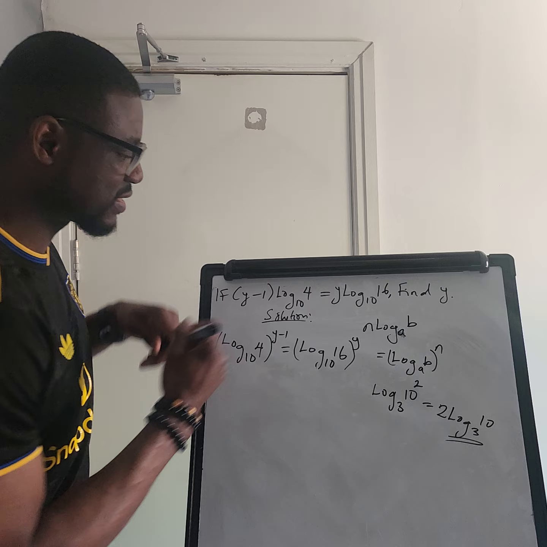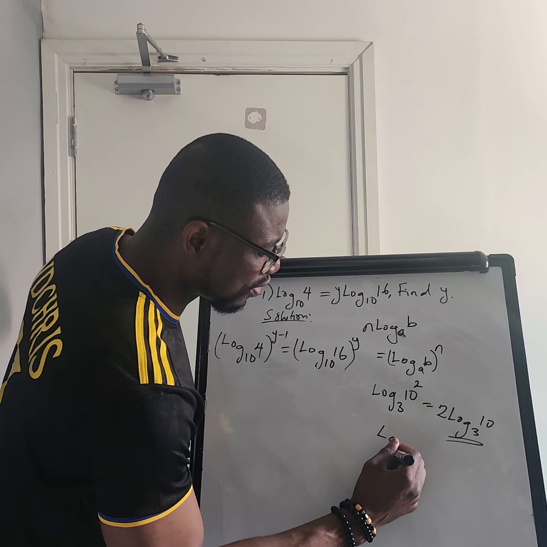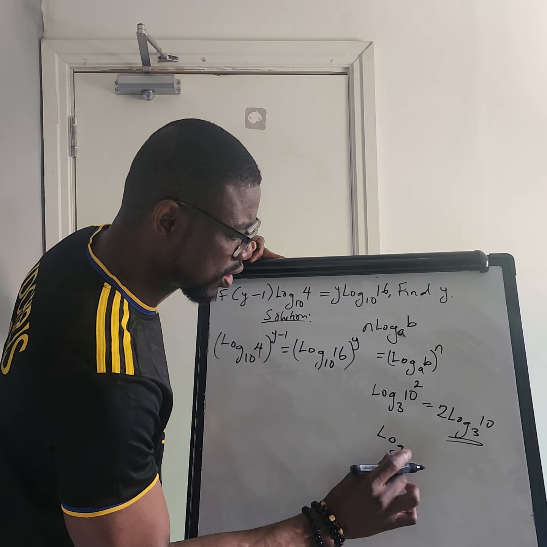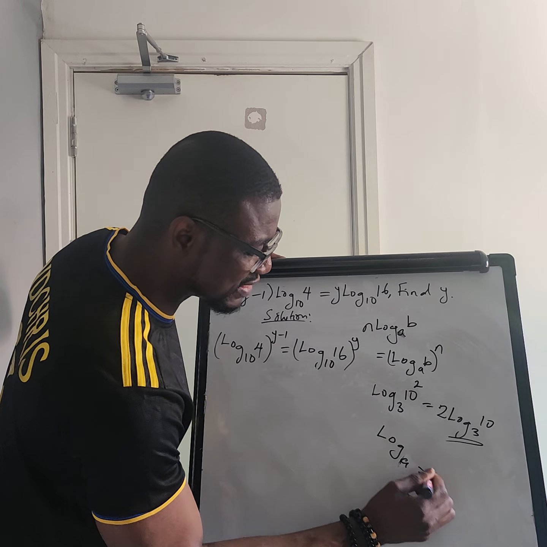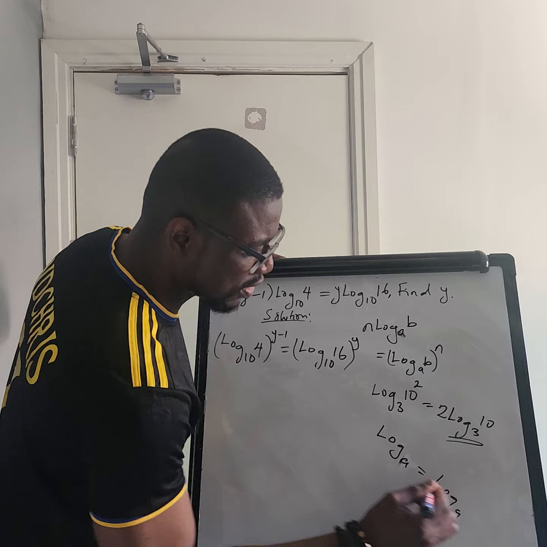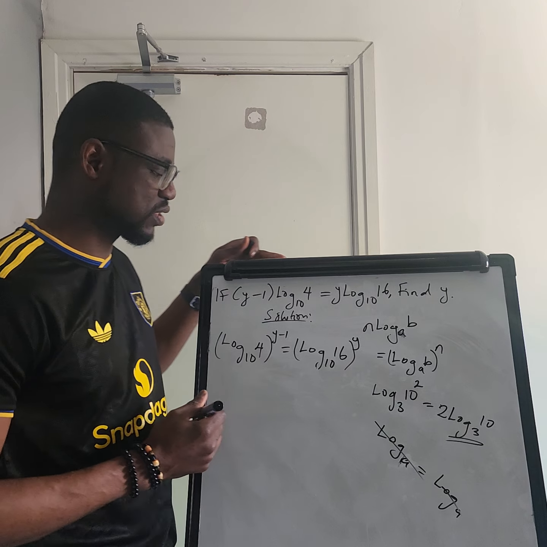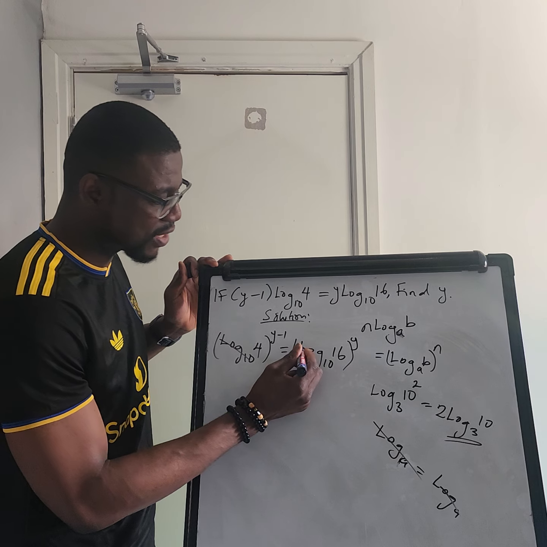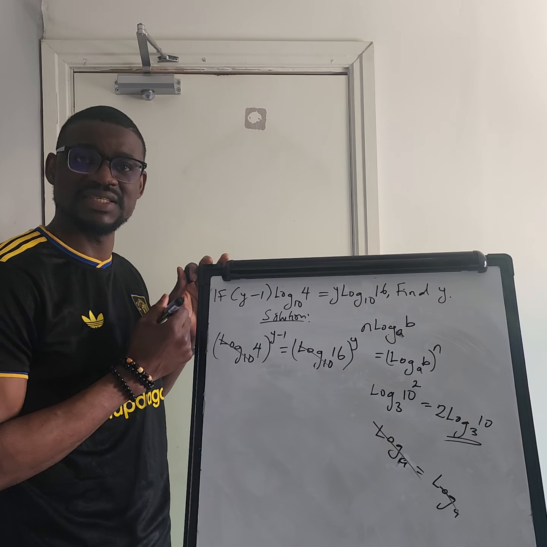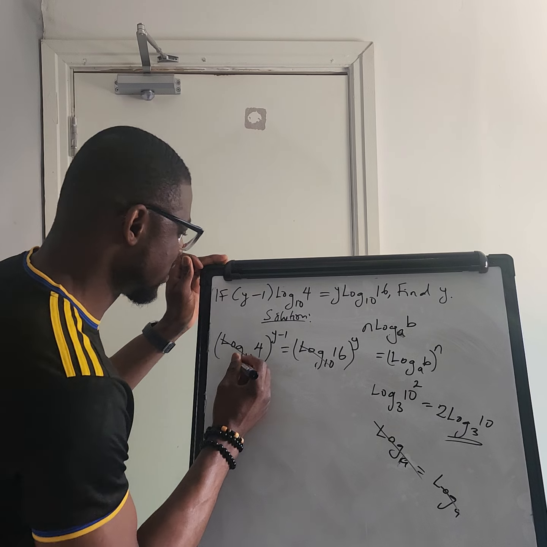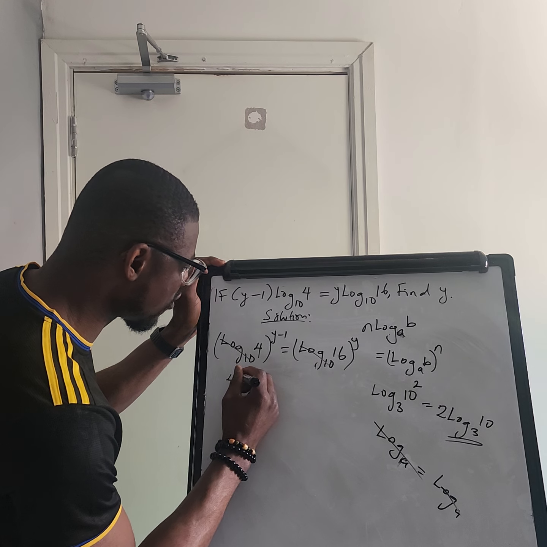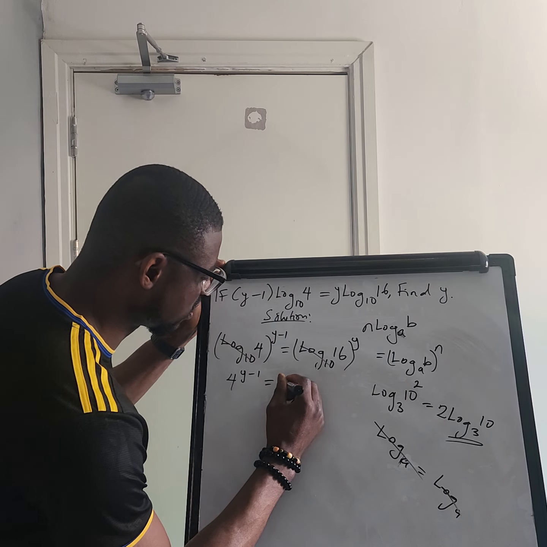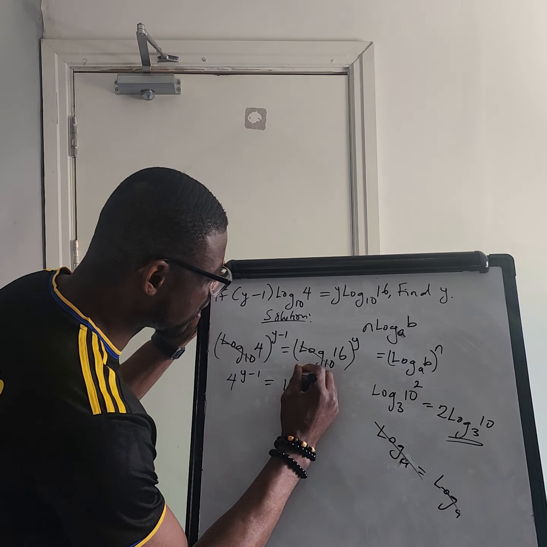Another rule says that if the bases are the same, then you can cancel out. So log base 10 can cancel out log base 10 because they have the same base. Therefore, we are left with what? 4 raised to power y minus 1 equal to 16 raised to power y.